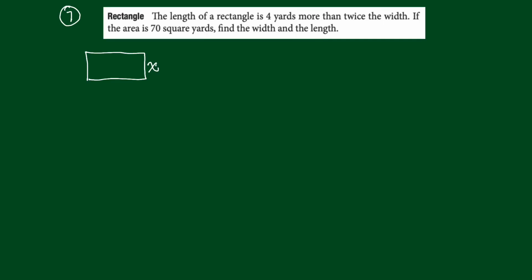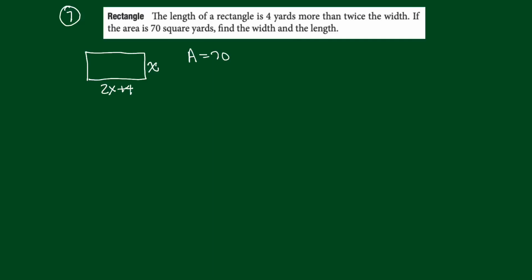And now, what do I know about the length? Well, the length is 4 yards more than twice the width. Okay, so if I knew twice the width, I'd add 4 to it. So let's write this. Here's twice the width, right? And then it's 4 more. And now we are given that the area is 70. So I'll write that. The area is 70.